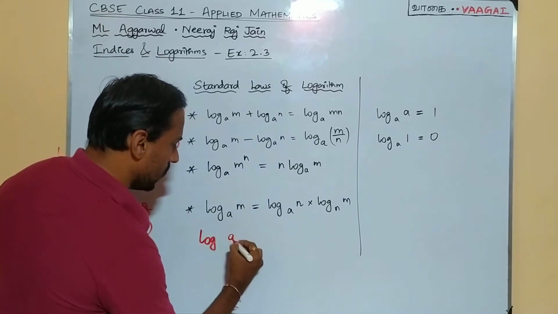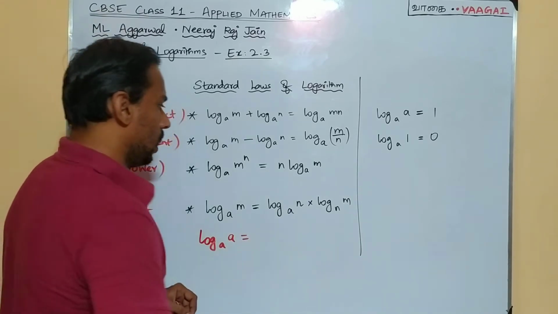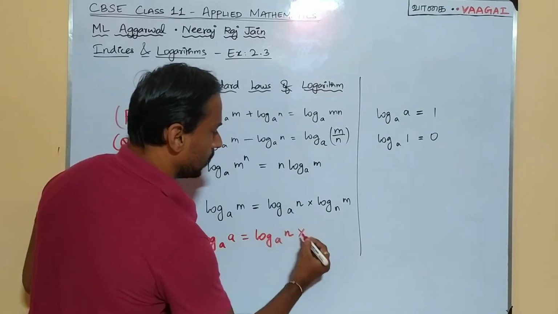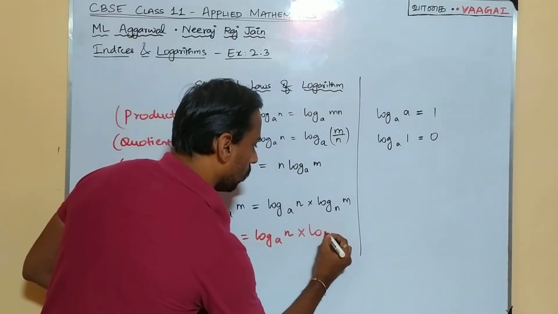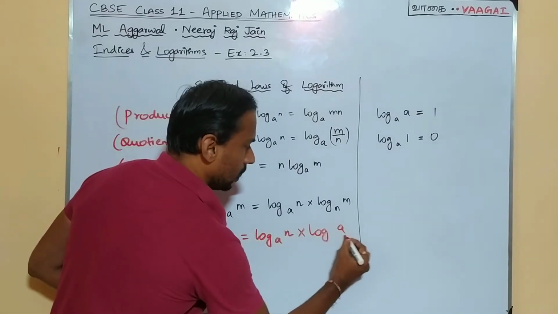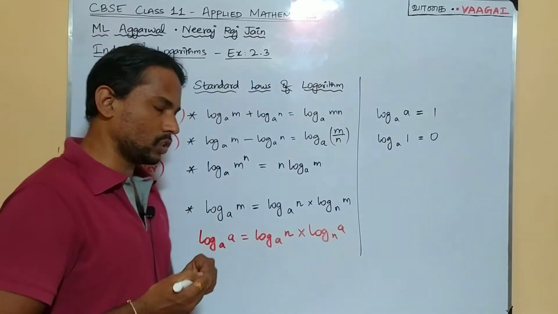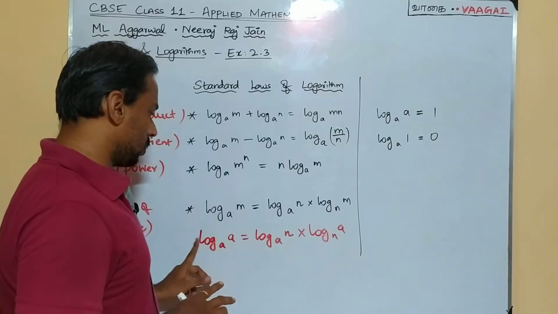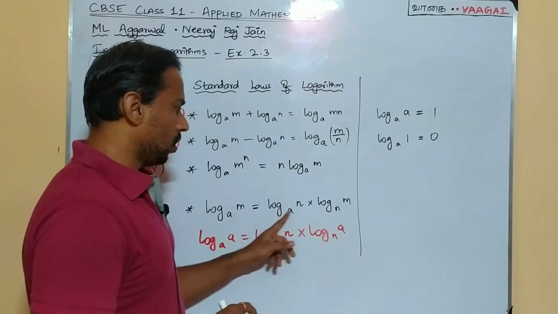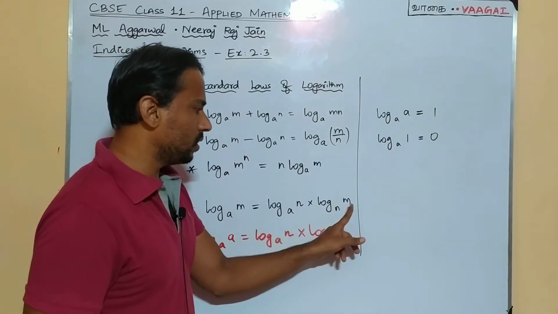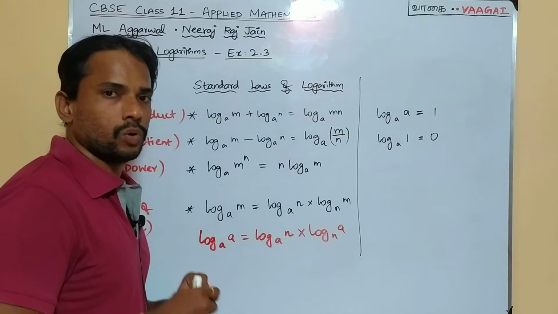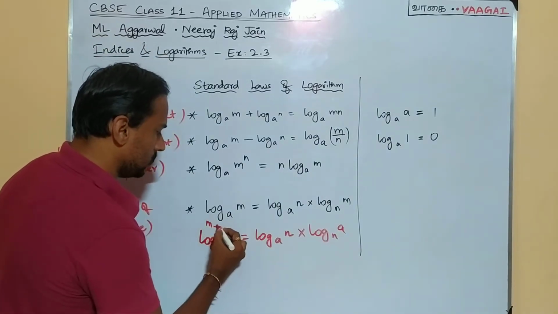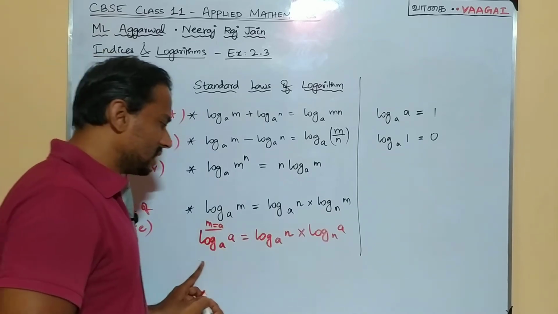So what happens is log of a to the base a will be equal to log of n to the base a multiplied with log of a to the base n. I hope you are able to understand this. I'm just doing a very small replacement here. Wherever m comes, I'm just replacing it with a. That's all I'm doing here, and hence I'm getting this step.